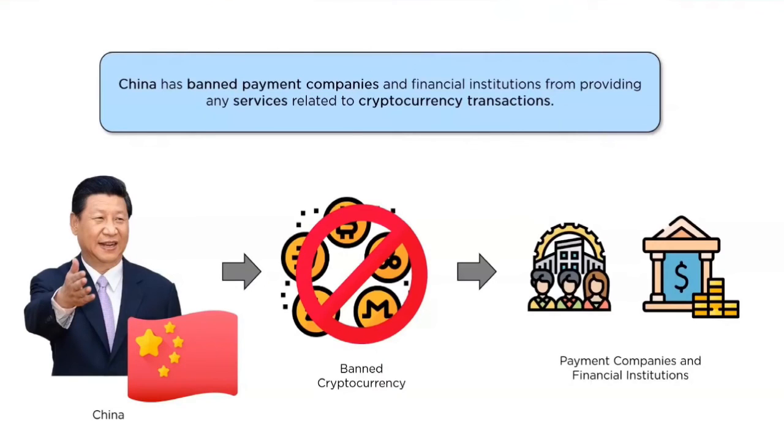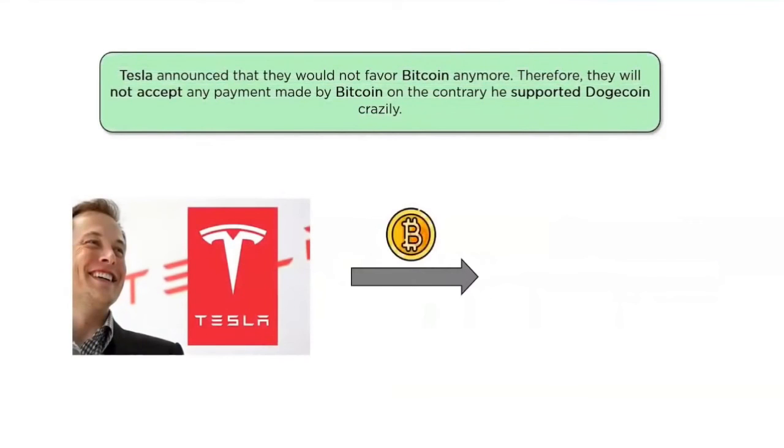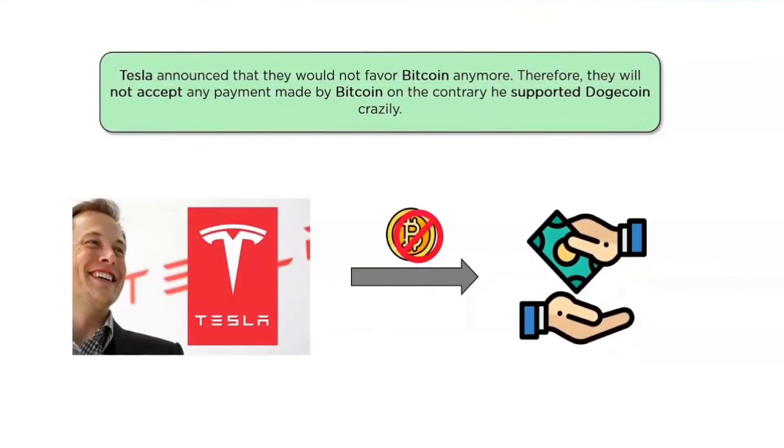China has banned payment companies and financial institutions from providing any services such as registration, trading, clearing, and settlement related to cryptocurrency transactions. This announcement made by China broke the market's back. And then the panic increased because Tesla announced that they would not favor Bitcoin on environmental concerns anymore. Therefore, they will not accept any payment made by Bitcoin.